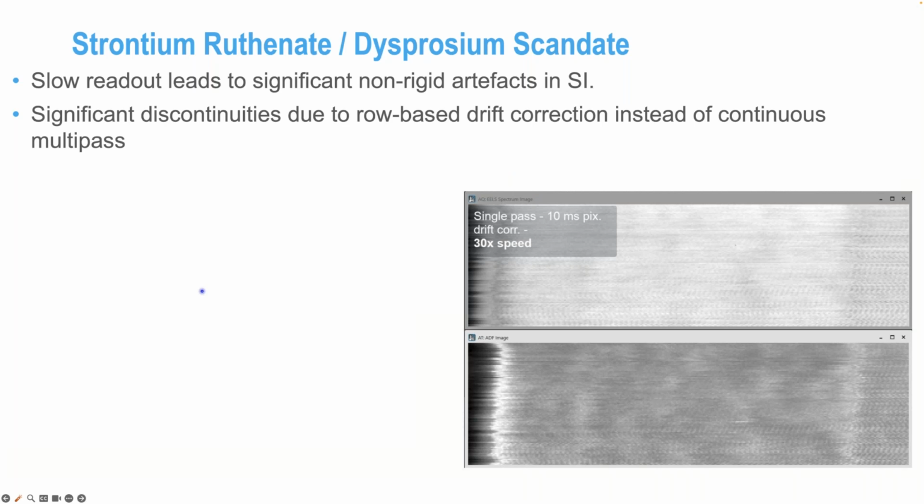differences. The data on the left was less than 4 seconds per pass. The one on the right is multiple minutes per pass. So you can see the degradation in the slow scan, which is not unexpected. There are significant discontinuities due to the row-based drift correction instead of the continuous multipass. The interface is sheared and warped. So essentially, we have a catastrophic loss in resolution by going slow. This experiment will just fail if you run this slowly.